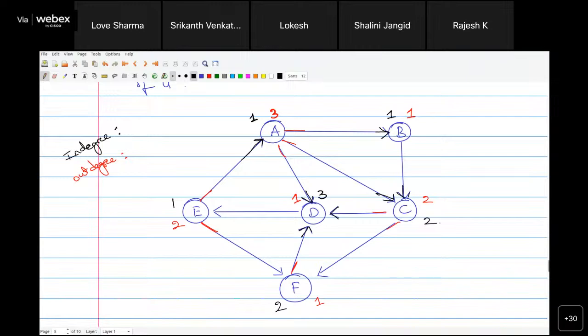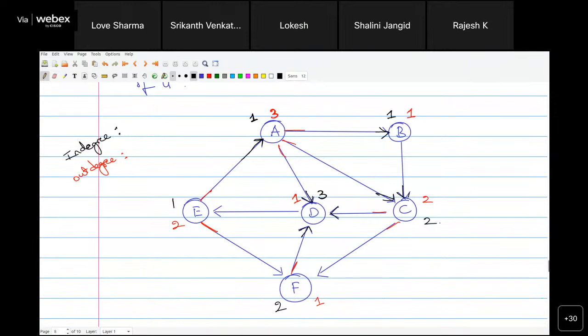Okay. So black numbers are in degrees and red numbers are out degrees. So once you compute these in degrees and out degrees, you can identify whether this is a DAG or not. So if you see, no vertex in this particular graph has 0 in degree. So that means there is a cycle. There is definitely a cycle inside this graph.